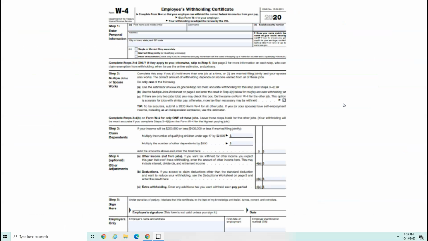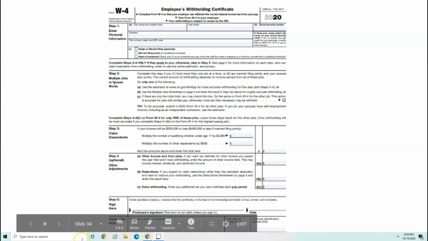Well, we talked about this form yesterday too, called the W-4 form. You fill this out every single time you start a new job. You can also ask to change any information at any time by asking your employer for this form. The only two steps that are required are step 1, your first name, last name, address, and social security number, and step 5, your signature.